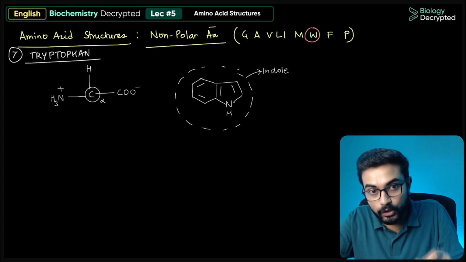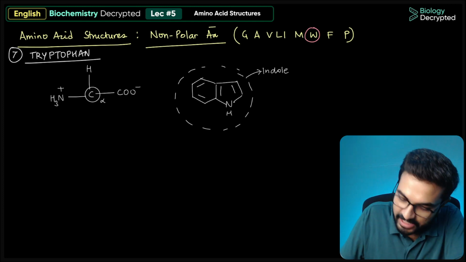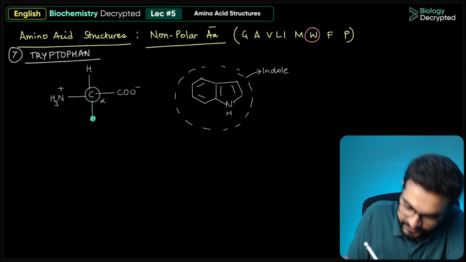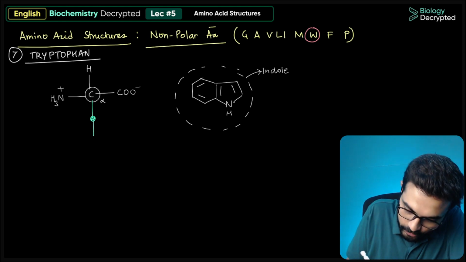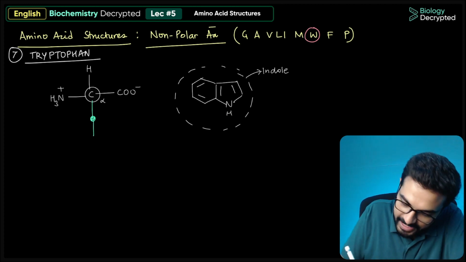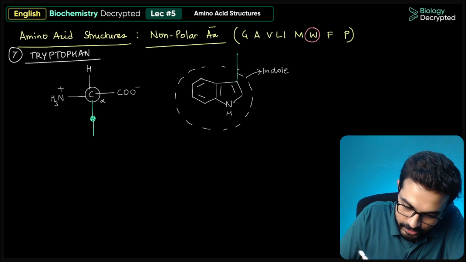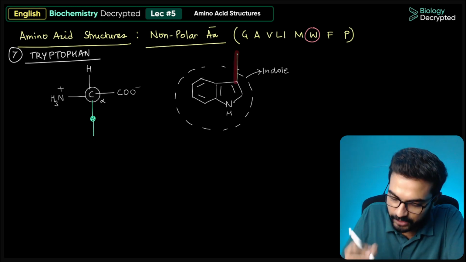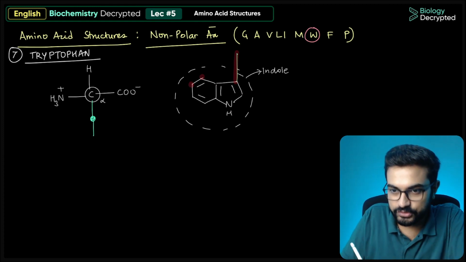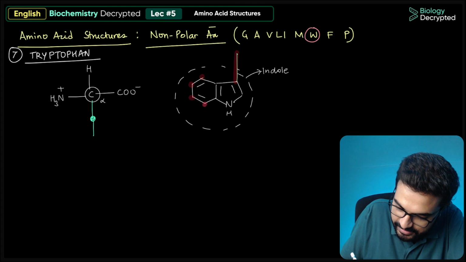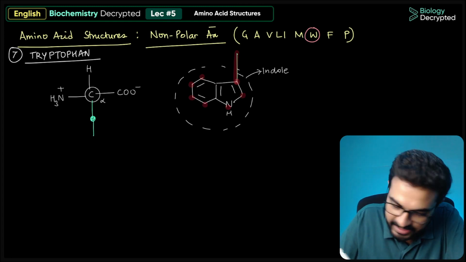Now, the indole ring will be present here. But first there will be a carbon, and to this particular carbon we'll have the indole ring attached. How will it be attached? Actually, from this particular end. Very important. Your indole ring will be attached from this particular end. Now we'll do the numbering of indole. This is also very important. Let's number all these. Now we'll start with the numbering.